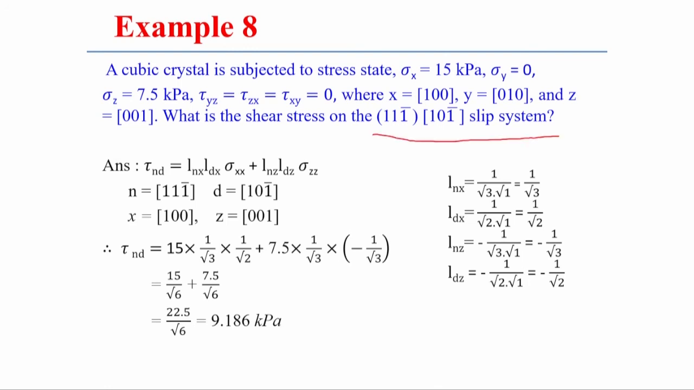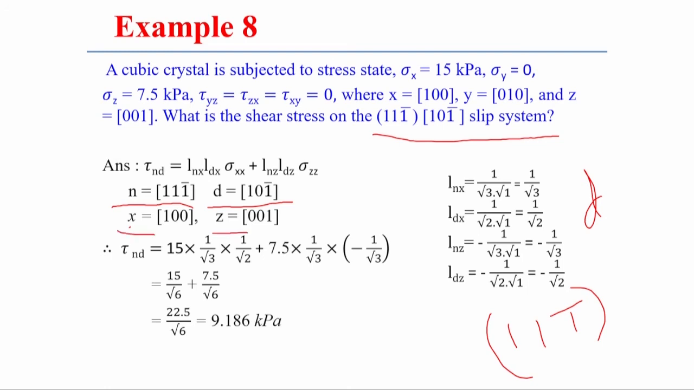For this type of problem we have already solved, but here, when the slip system is defined, we need to define the slip plane and the slip direction. So the slip plane is 1, 1, minus 1, and the direction d is 1, 0, minus 1. The slip plane is 1, 1, minus 1, and the normal to the slip plane, direction n, is 1, 1, minus 1, and we define the x, y and z axes.